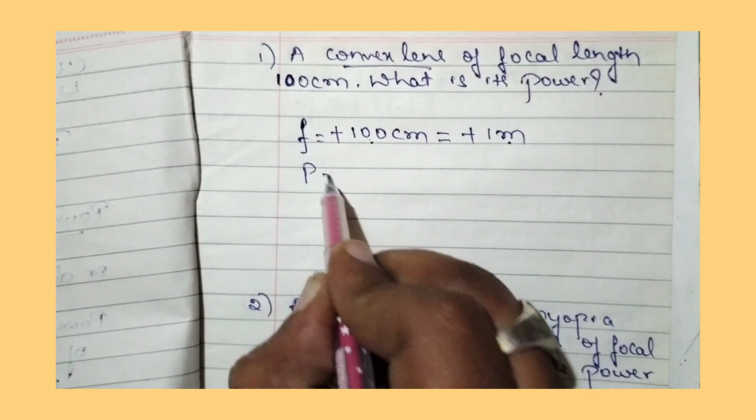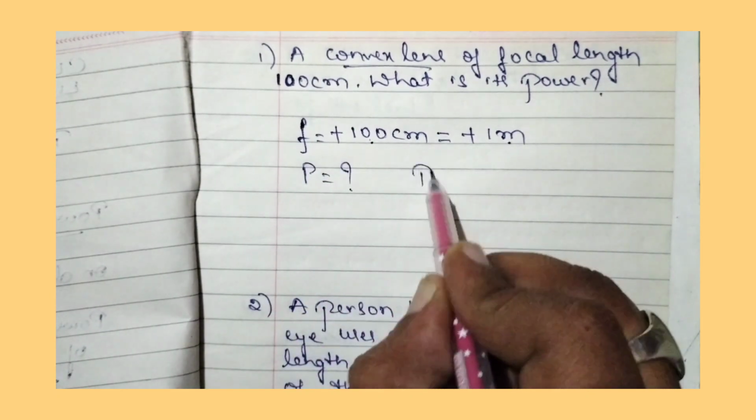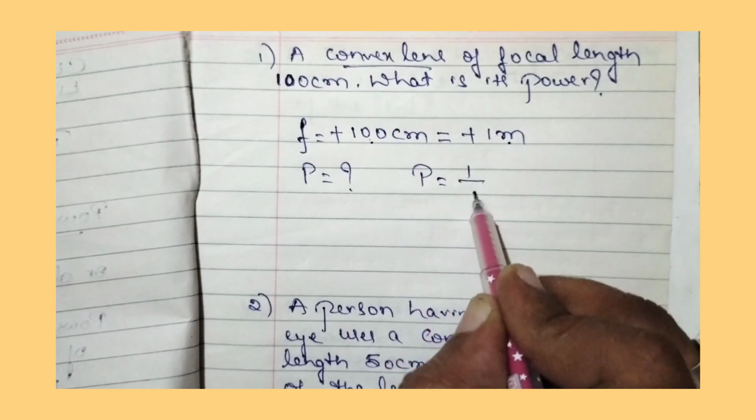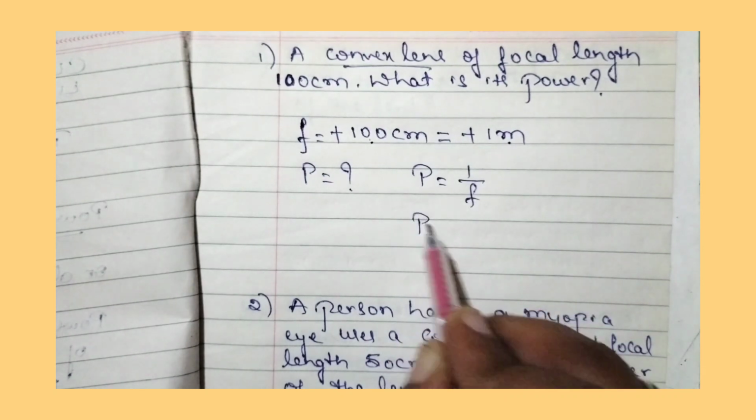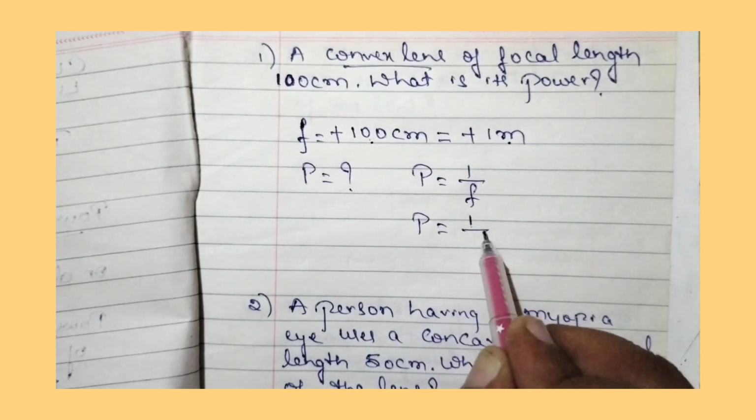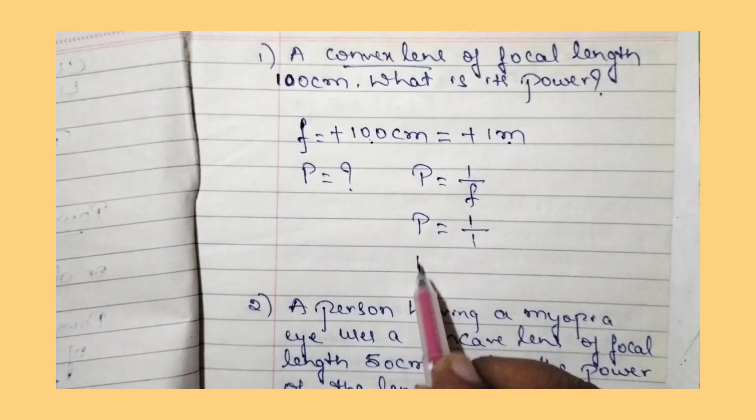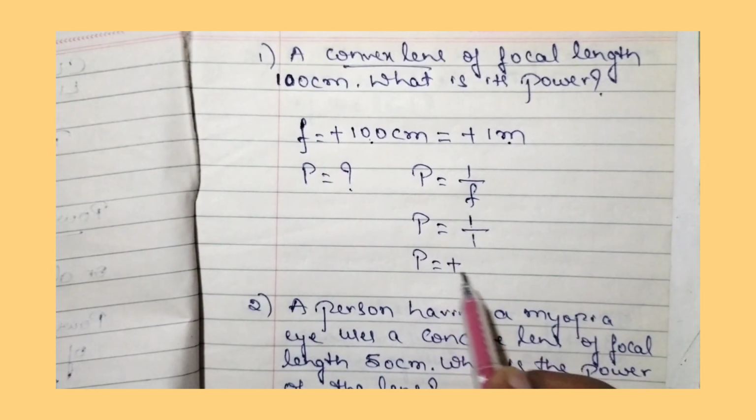So P is equal to question mark. What is the relation between P and F? P is equal to 1 by F. P is equal to 1 by F, which is 1. So 1 by 1 is 1. Therefore, power of the lens is 1 diopter.